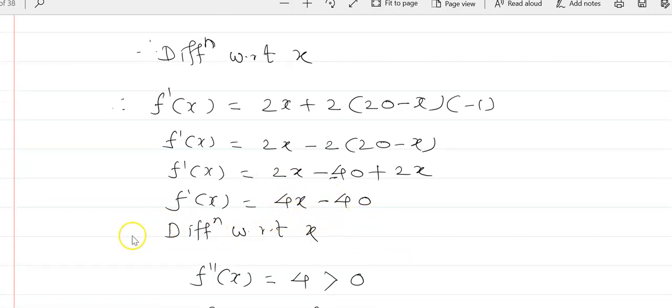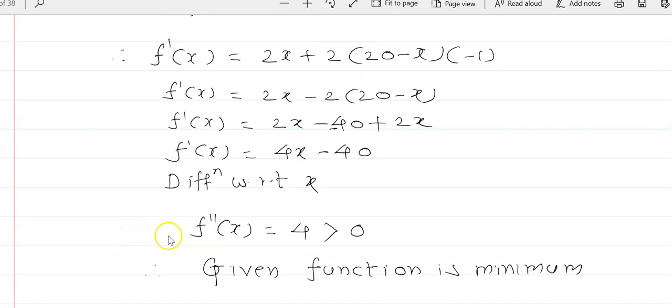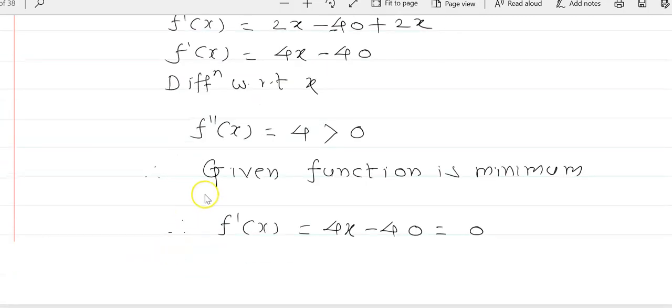Now differentiate this with respect to x. F double dash of x is equal to 4, which is positive, greater than 0, and this is the condition for the minimum. The given function is a minimum at f dash of x equal to 0.